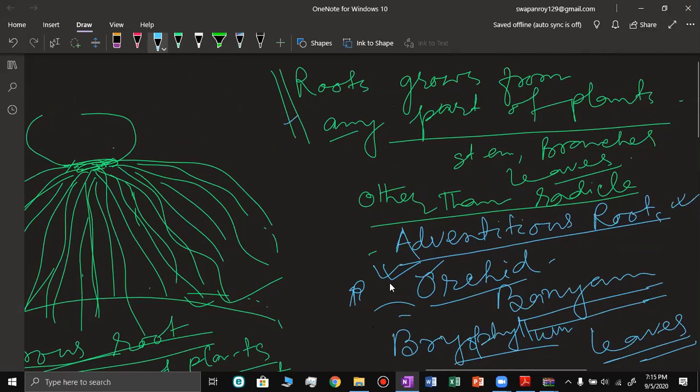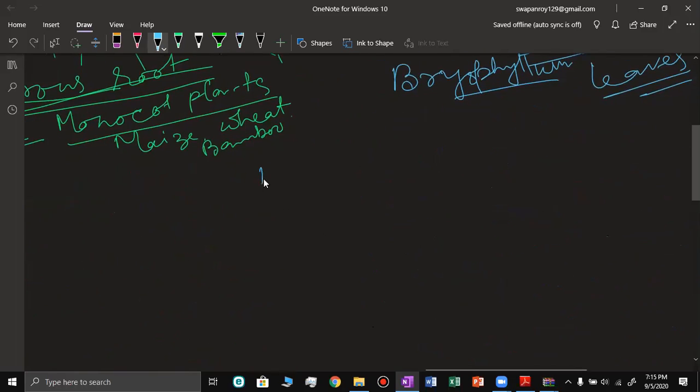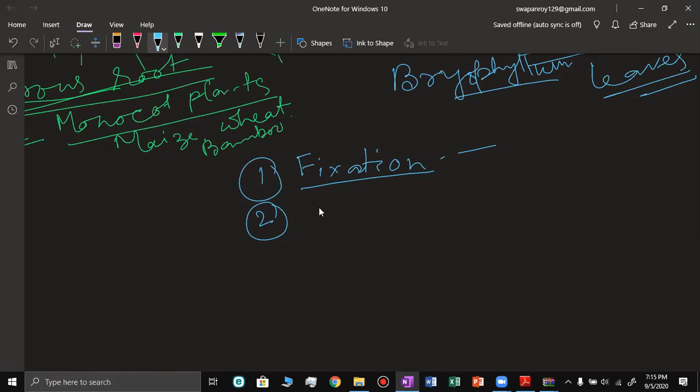Now let us come to the main function of the root. The first thing is that it fixes the plant to the soil or the substratum. Fixation is the main function. And number two, that is very important, is absorption of water and mineral.